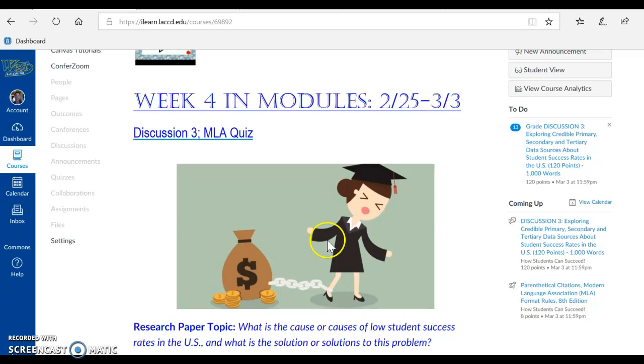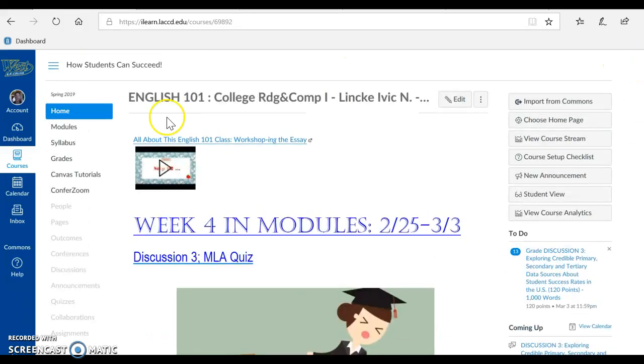We have the icon this week of a graduate student shackled, chained to a big bag of money, to debt. And this is one of the themes in our discussion 3 about data about student success, as it definitely involves student loans. Again, I'm here in inbox if you have any questions or concerns, and let's have a great week as we prepare to write our term paper.